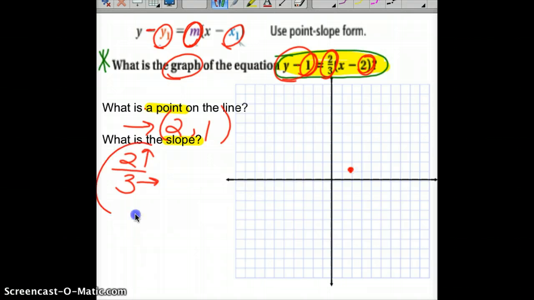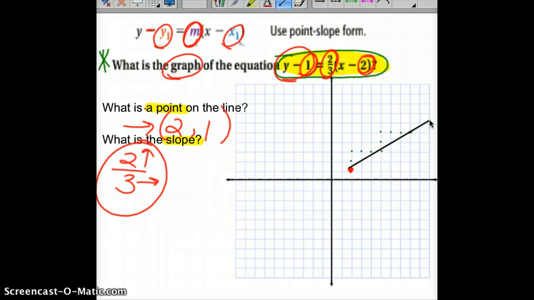Then my slope, up 2 over 3. I'm going to go up 2, over 1, 2, 3. There's my new point. I can do another one. Up 2, over 1, 2, 3. New point. I'm going to connect that with a line.